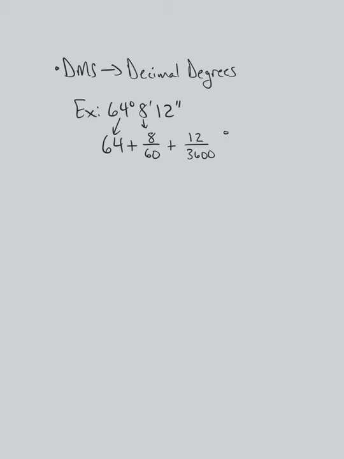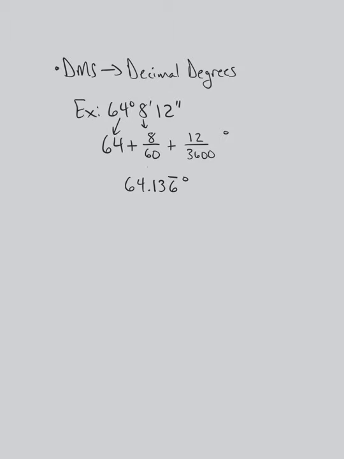All right, and so if I go and calculate that on my calculator, I'm just typing in 64 plus 8 divided by 60 plus 12 divided by 3,600. All right, and so I get 64.13, and then I have a 6 that repeats. And so remember that mathematically the way you can express something that repeats is to put a bar over it, degrees.